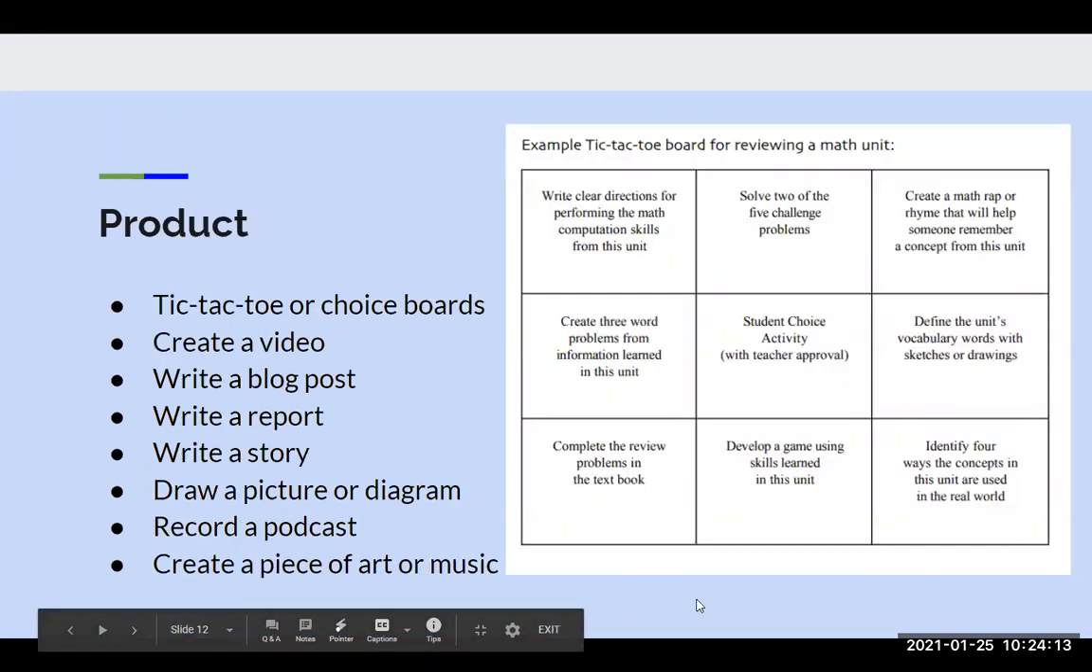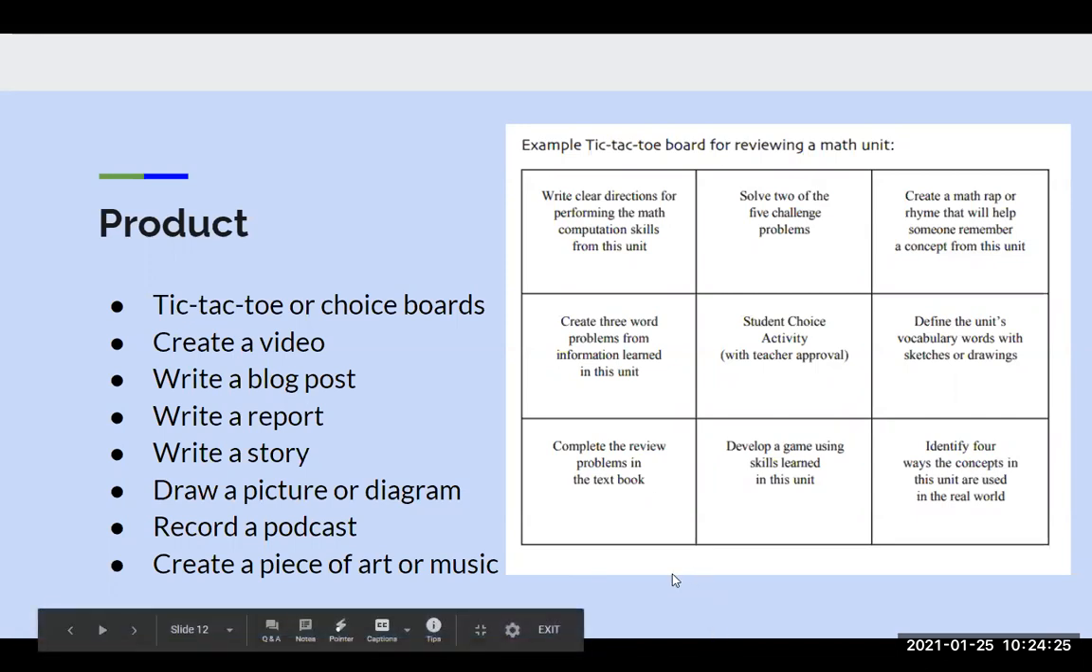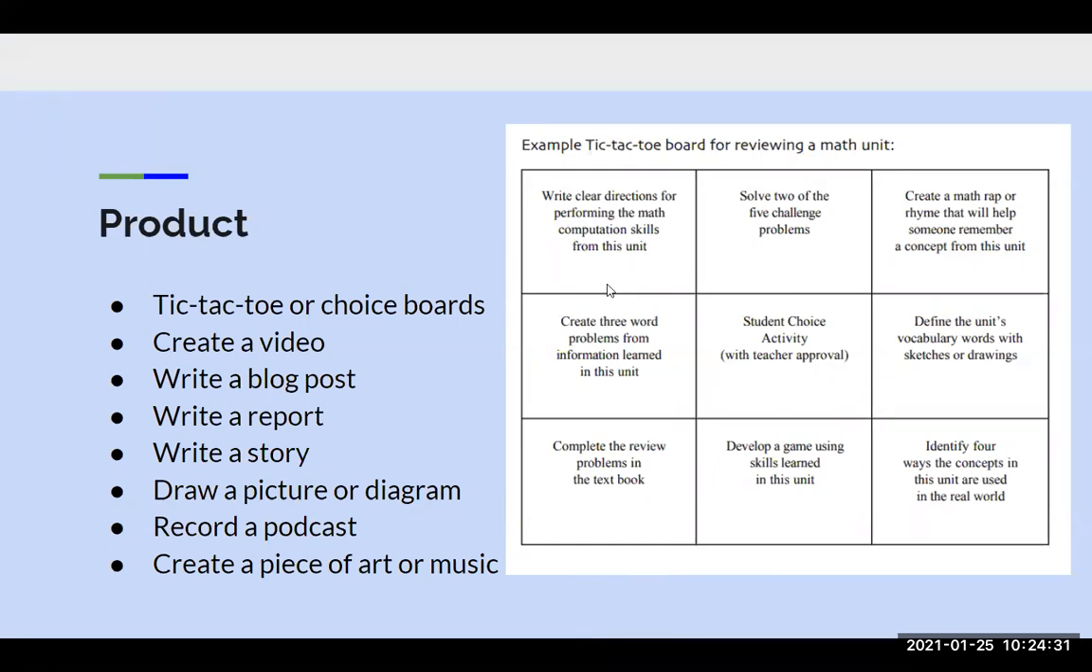A few ideas for differentiating by product. First, here is tic-tac-toe or choice boards, where you give a variety of choices and students decide on their own which way they're going to express their learning. For example, on this tic-tac-toe board, reviewing a math unit, one choice is to write clear directions for performing the math computation skills from the unit.